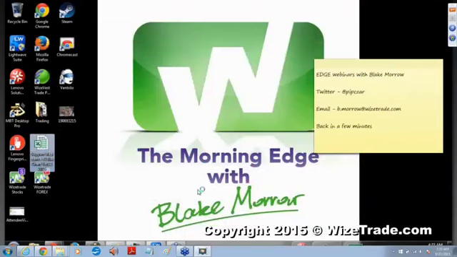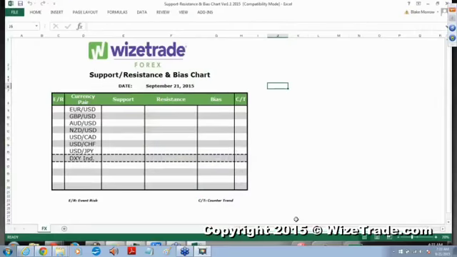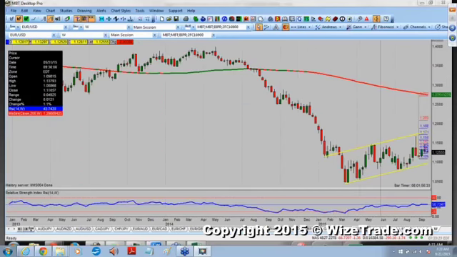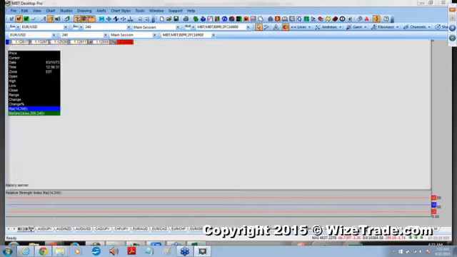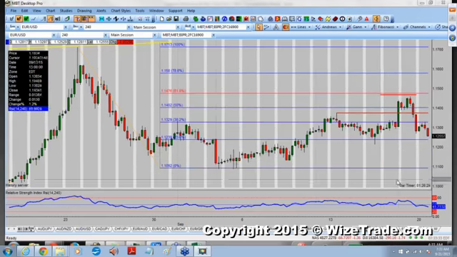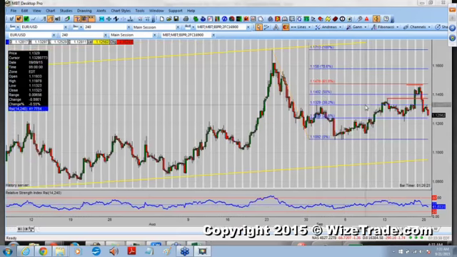So let me grab the bias chart here. I'm going to go ahead and get that up, and we're going to start analyzing, starting with the euro dollar as we always do. So here's the euro, and you can see the euro is already slipping. I have to figure out where that trend line support is. It's got to be coming up real soon. Let me remove the 200 period moving average.